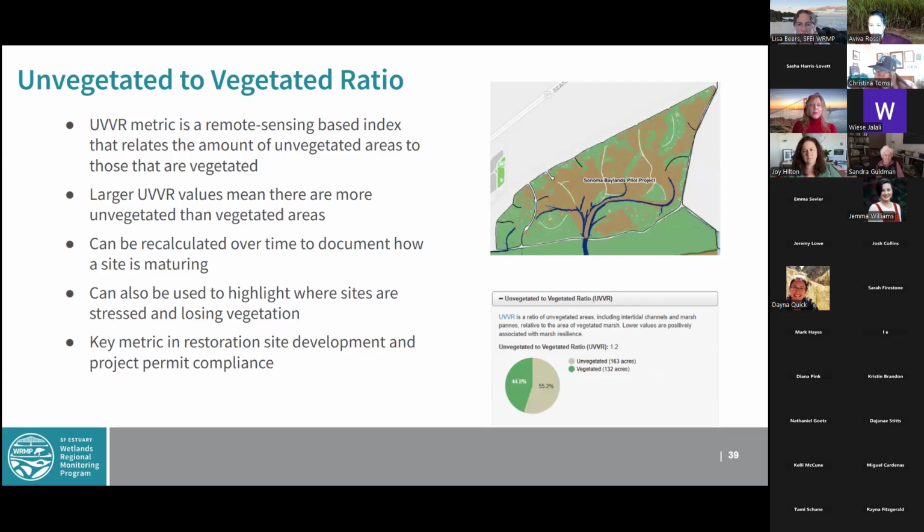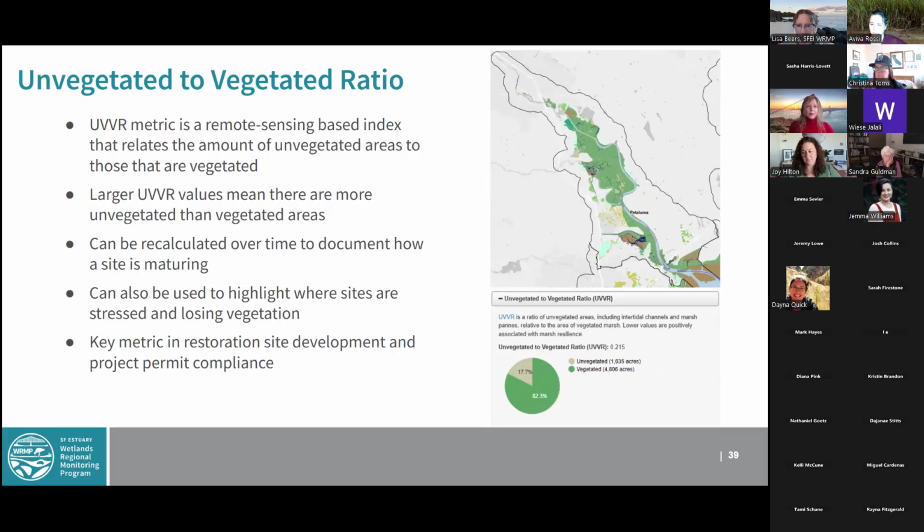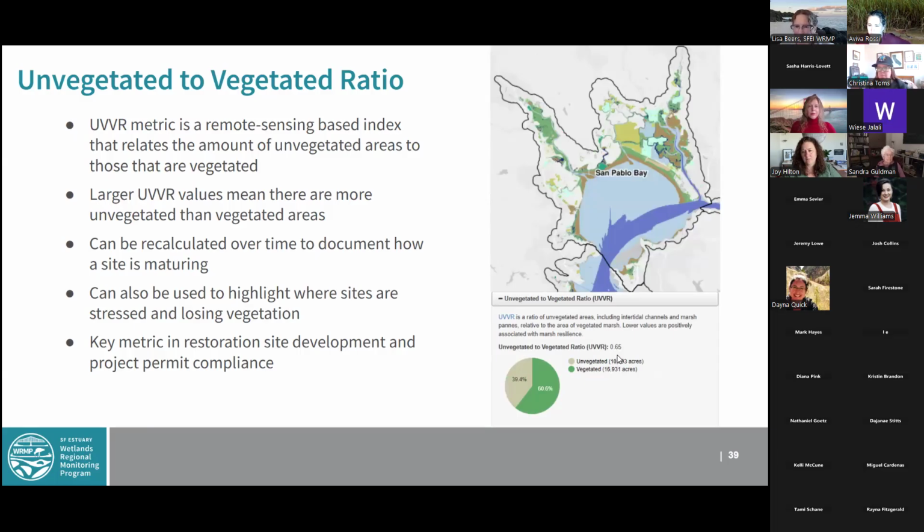So if we're looking at the site level of Sonoma Baylands, the UVVR value is 1.2. And so it's meaning that there are slightly more unvegetated areas than vegetated within the site. Scaling up to the OLU level, the majority of the wetlands are vegetated within this OLU, so the UVVR value has dropped down to 0.2. But then as you scale up to the subembayment level, this goes up a bit more because there are more sites that are developing, they're more recently restored. So depending on the scale that you're looking at, you could see changes in what this ratio is.